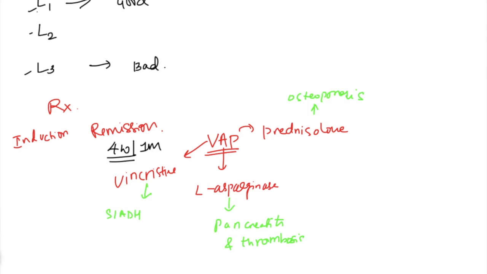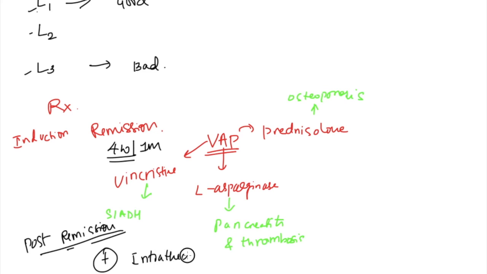After we induce the remission, we go on to the post-remission phase. In this, we continue the above-mentioned drugs, and a number of other drugs are also added, which is pretty complicated. Let's just keep it simple here: the above-mentioned drugs with intrathecal methotrexate. This is the crux that you have to remember. Why? This is given when there is CNS mets. Make sense?